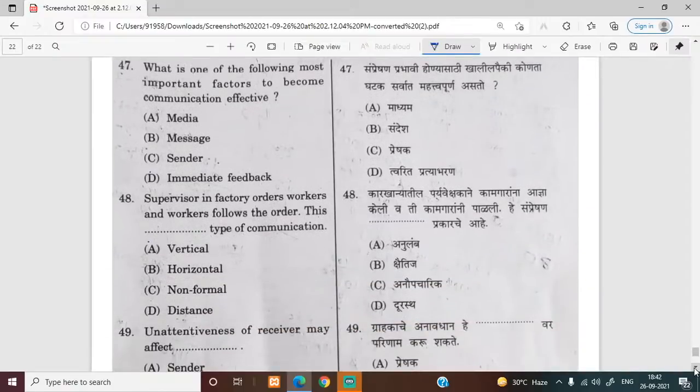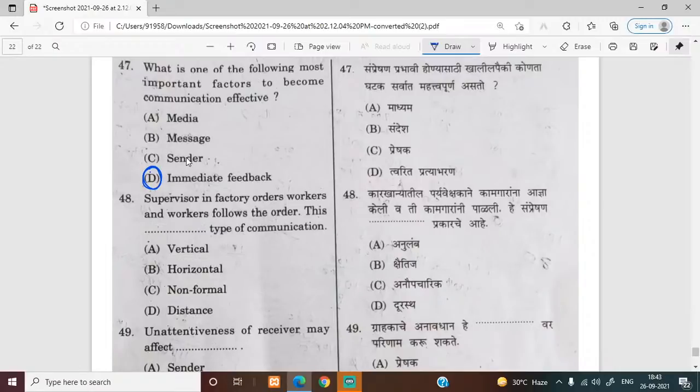Next question. This question was from the communication unit, students. Again, all the coming questions are from the communication unit. What is the most important factor to become communication effective? Media, message, sender or immediate feedback. So if you want the communication to become effective, the most important factor among these four options is immediate feedback. Option D is the right answer. Immediate feedback is the most important factor to become communication effective.